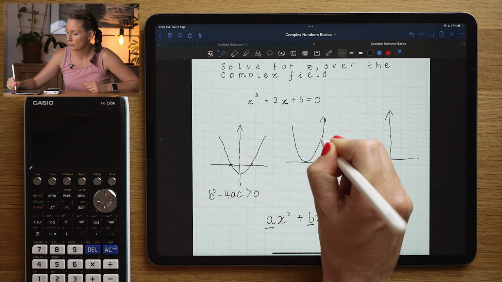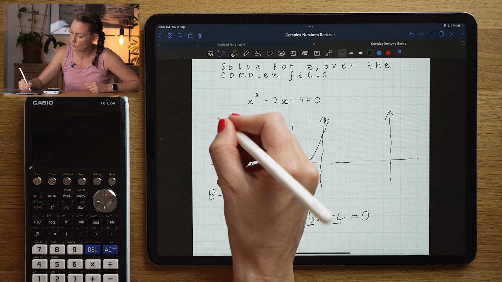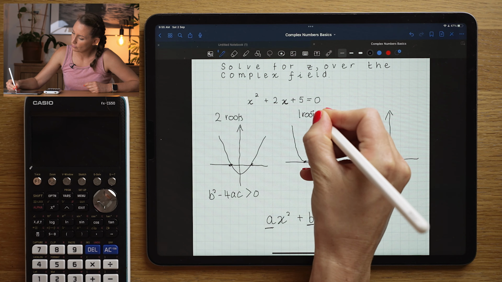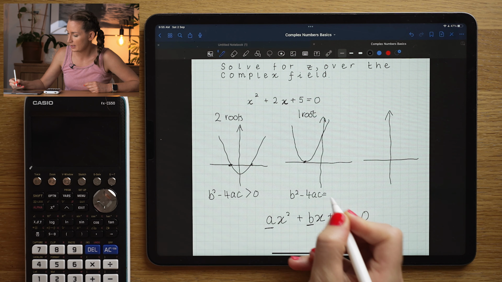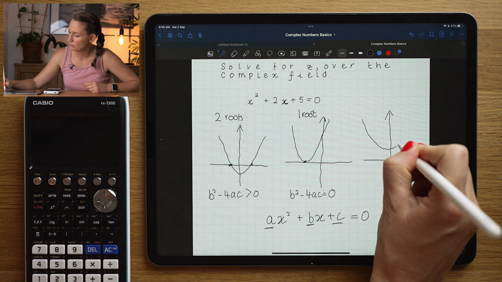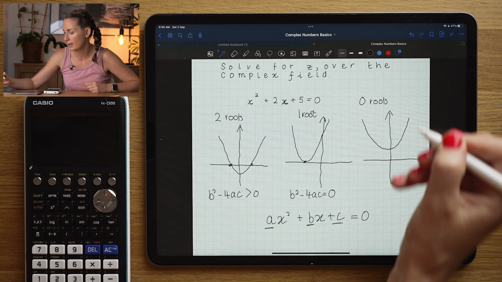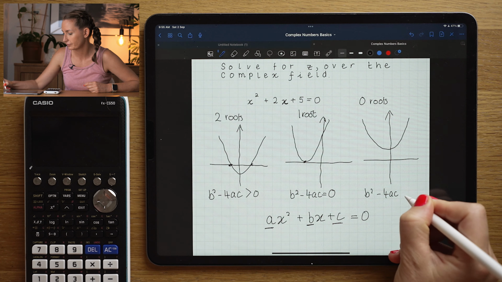In this situation, we would have one root, or a repeated root. So this one's two roots, and this one is one root, or a repeated root. And here the discriminant should be equal to 0. And here we have a third situation where we've previously said it has no roots, okay? And here the discriminant would be negative.